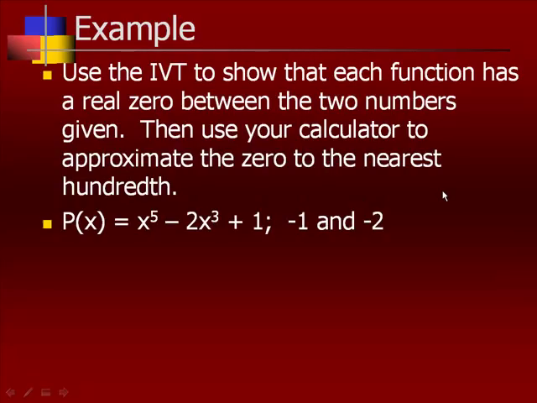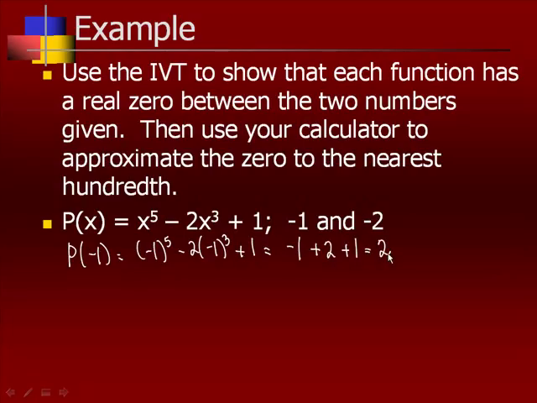So if we're trying to show that there is a real zero between negative 1 and negative 2, we're going to do exactly the same thing. P of negative 1 is negative 1 to the fifth minus 2 times negative 1 to the third plus 1, which a negative to the fifth power would be negative 1. Negative 1 to the third would be negative 1 times a negative 2 would be a positive 2, plus 1 would give us 1 plus 1, which is 2.